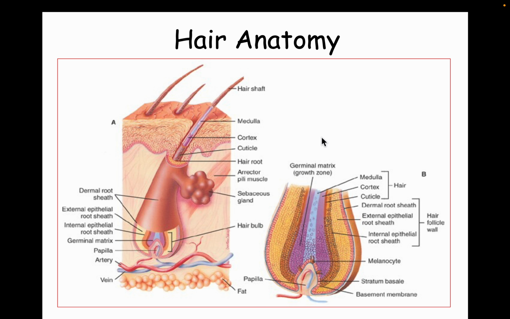So this is the hair anatomy. So this is the structure of hair. It has cortex, medulla, then cuticle. So this is the hair. The projection of the hair from the surface of the skin is known as the hair shaft. So this is the sebaceous gland opening, and this is the deepest portion of the hair follicle.